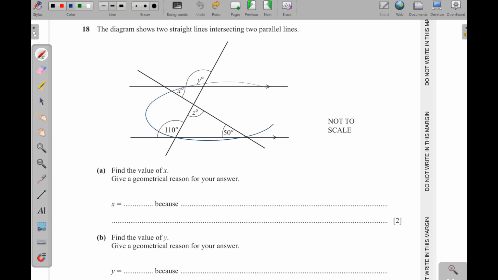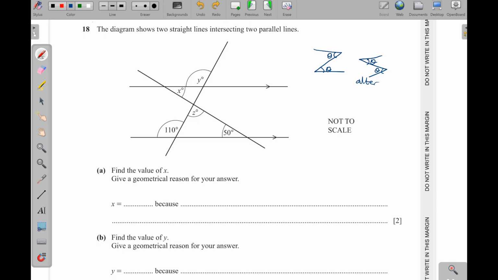When you look at parallel lines, these are the properties that should always come into your head. You have a Z here, so this angle here is equal to that angle here, or something like that. This one here is equal to that. These ones are called alternate angles. Are we there? Those are the properties. They ask for the geometrical reason.